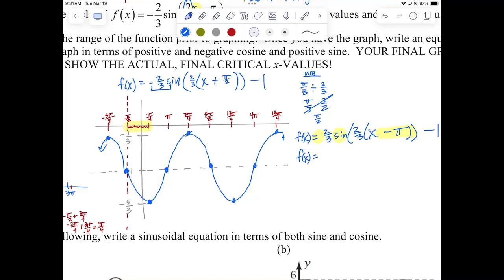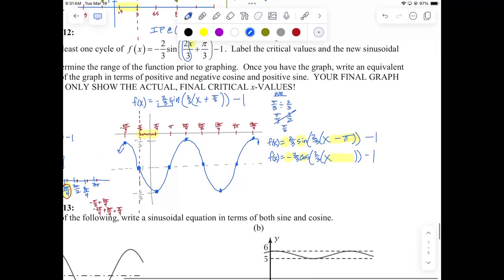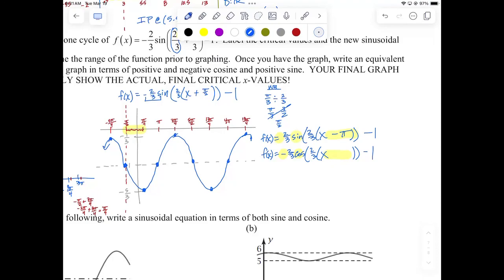Let's do a negative cosine. Negative 2/3 cosine of 2/3 x plus or minus something something, minus 1. So again, we have a negative cosine and we have a phase shift that differs. I spy 2 negative cosine opportunities. Where's one of them? Pi fourths. Yeah. So it'd be minus pi fourths or plus pi fourths? Minus pi fourths. Yeah. And then the last one, we have a positive cosine.